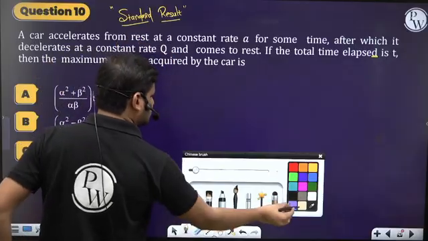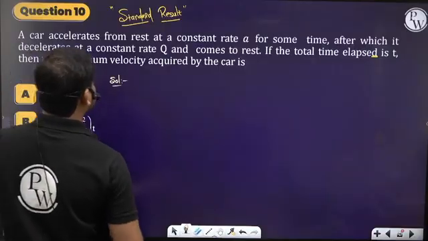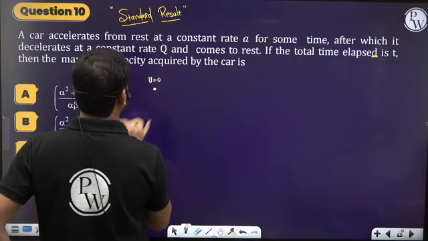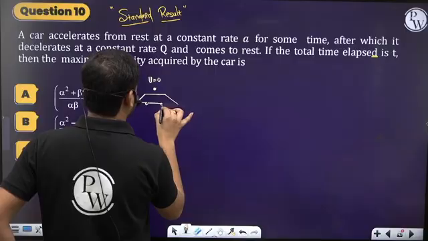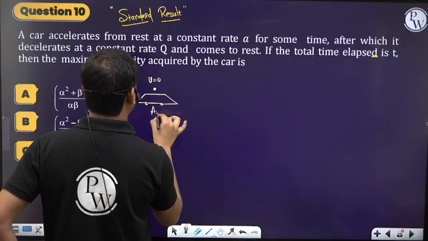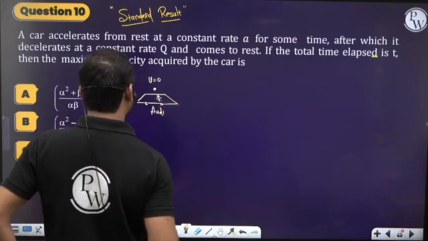So now what does the question say? A car accelerates from rest. So let's suppose here is a Mercedes Benz we already took, right? So let's take this as RD. So in this RD, Chintu is sitting. The person Chintu is sitting.